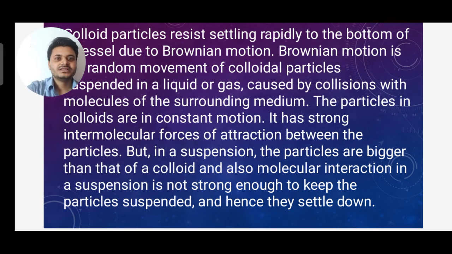So the particles in a colloid are in constant motion. It has strong intermolecular forces of attraction between the particles. But in a suspension, the particles are bigger than those of a colloid, and molecular interaction in the suspension is not strong enough to keep the particles suspended, and hence they settle down.